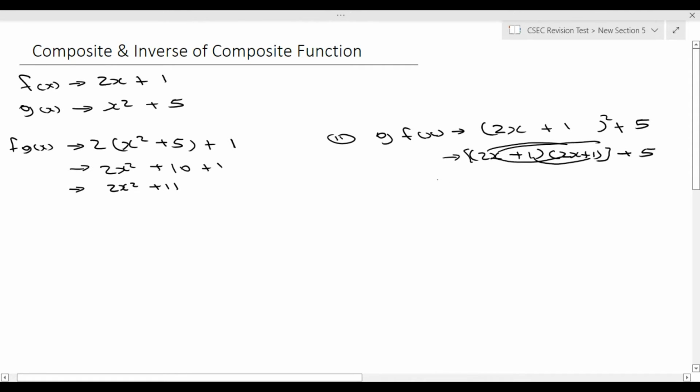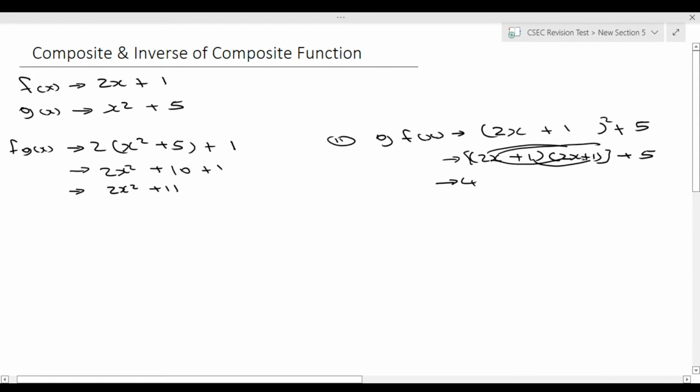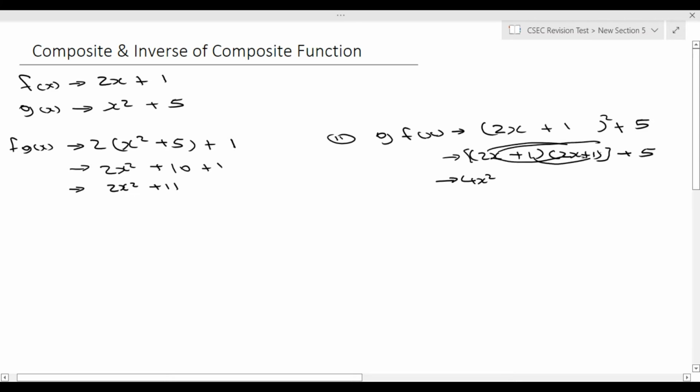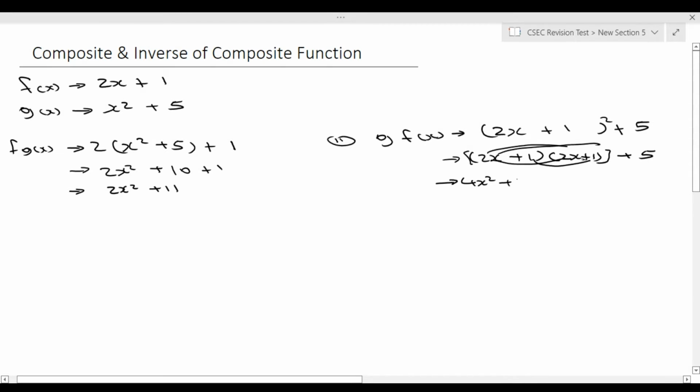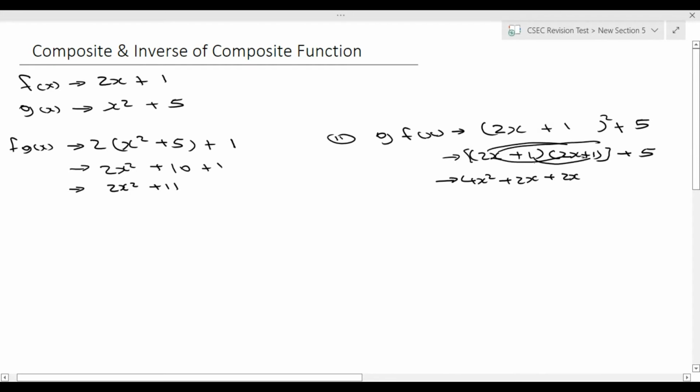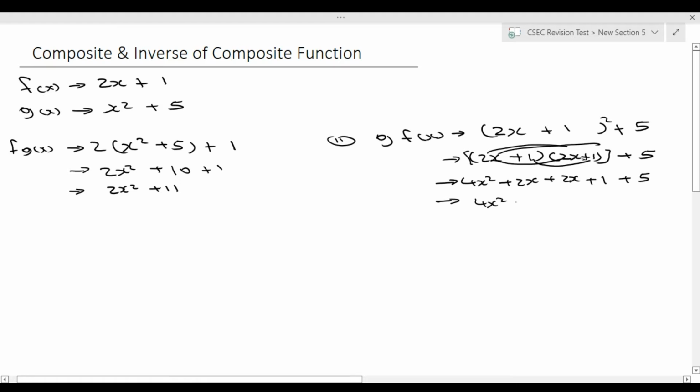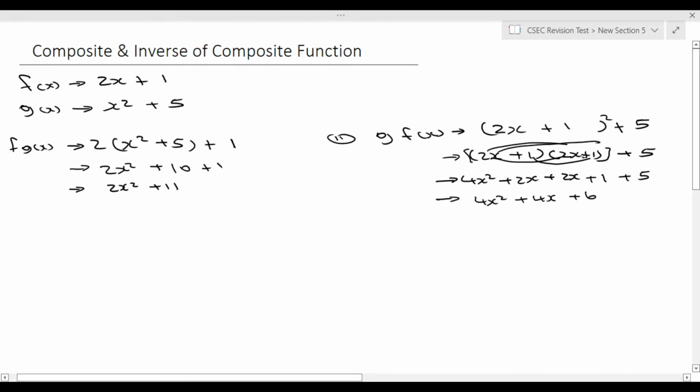First we will have 2x times 2x, which gives us 4x squared, and then 2x times 1 will give us 2x. 1 times 2x will give us 2x, and 1 times 1 will give us 1. And we add this 5. In wrapping up, we will have 4x squared plus 4x plus 6. And as we are well aware, our f of g is not equal to our g of f.